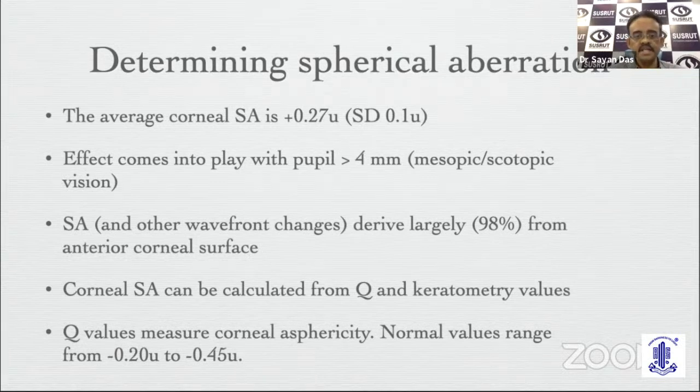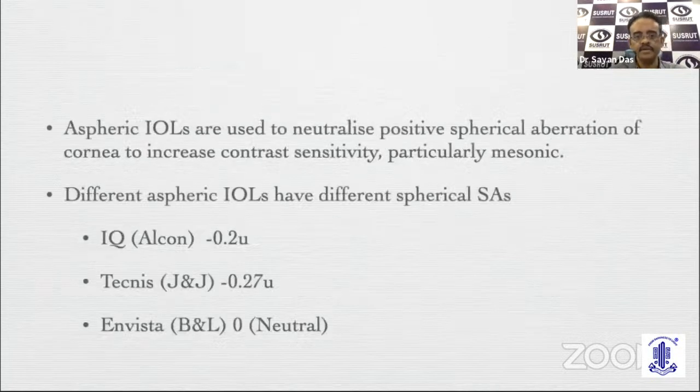Q values measure corneal asphericity, and from there and the keratometry values, there are mathematical formulae from where we can measure corneal spherical aberration. And the normal values of Q, which measure the corneal asphericity, range from -2 microns to -4.5 microns. Now, what we know is these aspheric IOLs can be used to neutralize positive spherical aberration of the cornea to increase contrast sensitivity, as I have said, particularly in a mesopic condition. And different aspheric IOLs have different spherical aberrations, and they can be actually chosen under particular situations.